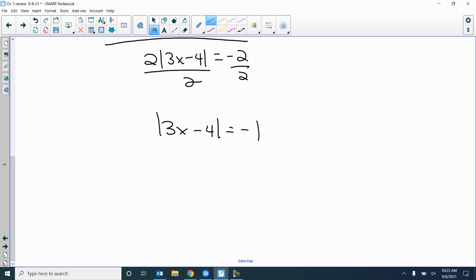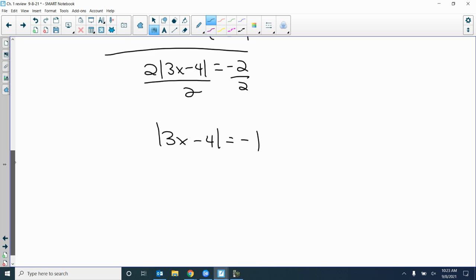For any of these, once you get to this point, whether it's an inequality or an equation, and it equals a negative, stop. You just have to stop and look at it and think, does this make sense? Can an absolute value ever equal a negative? Because if you just split it apart, you'll get 2 answers. What did you get for your answers?